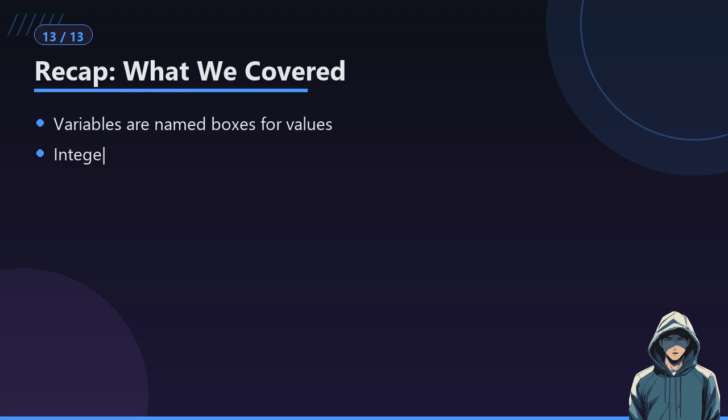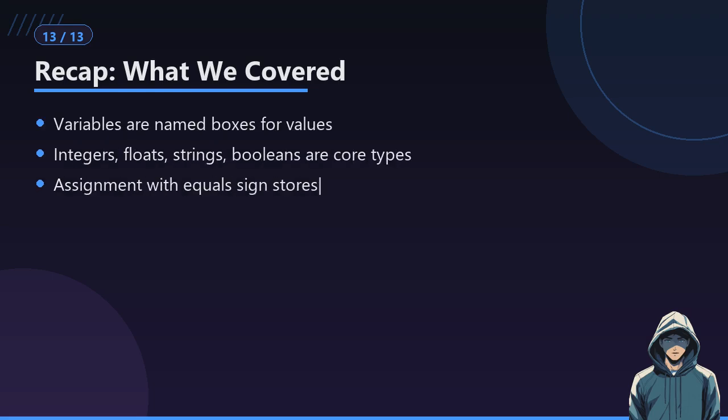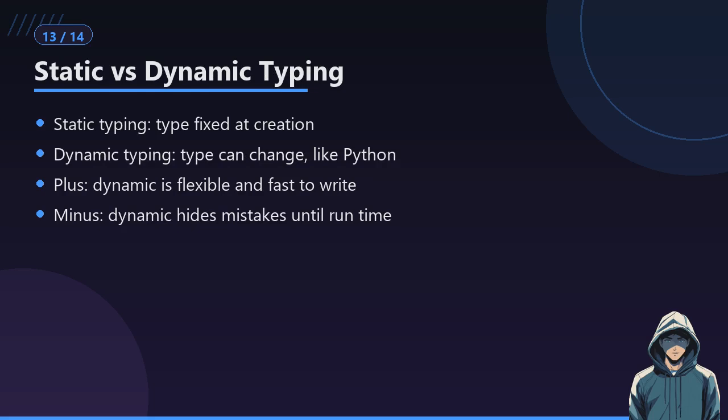Let's recap what we learned today. Variables act as labeled boxes, and assignment with the equals sign is how we fill them. We covered four basic data types: whole number integers, decimal floats, text strings, and true or false booleans. And remember, Python uses dynamic typing, so it figures out the type from whatever value you give it.